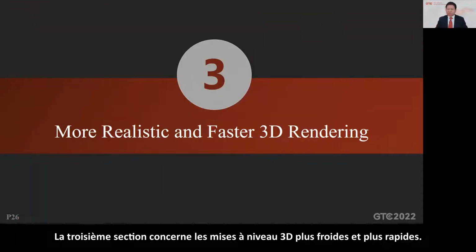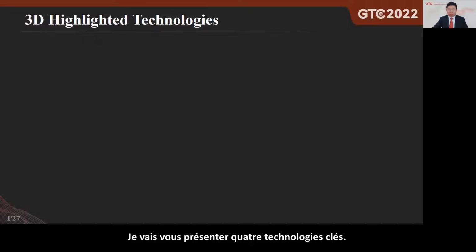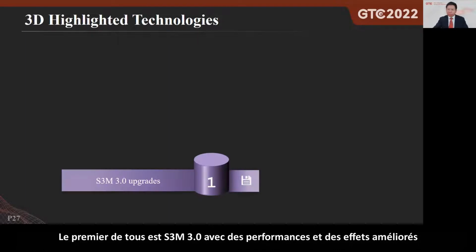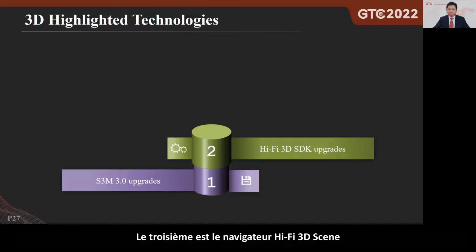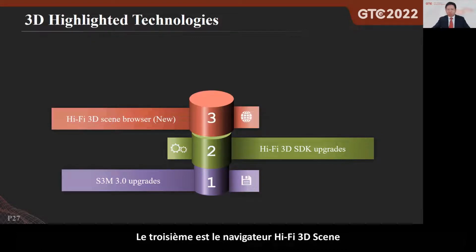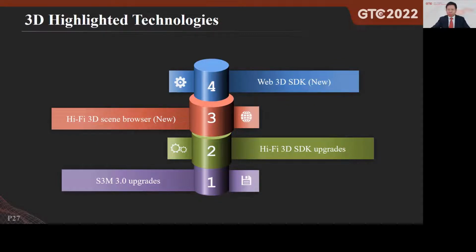The third section is about 3D upgrades. The latest version of SuperMap.js provides a series of 3D highlighted technologies. I will introduce 4 key technologies. The first of all is S3M 3.0 upgrades. The second is Hi-Fi 3D SDK with enhanced performance and effects. The third is Hi-Fi 3D Scene Browser. The last one is Web 3D SDK, which is brand new.